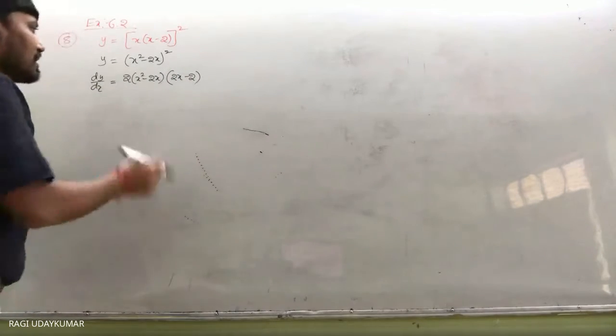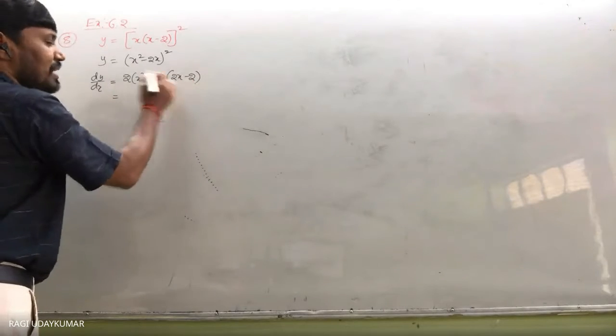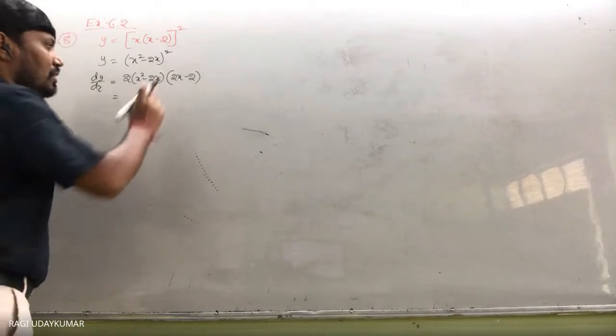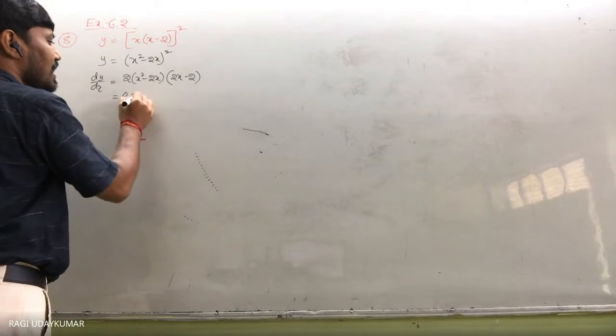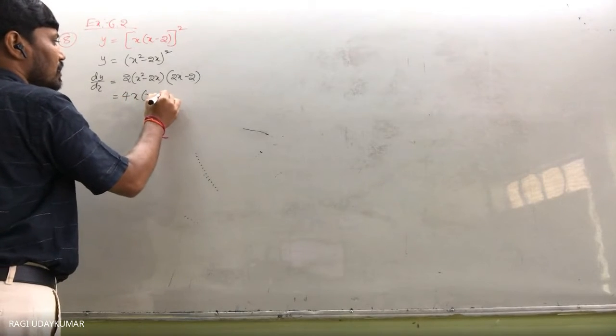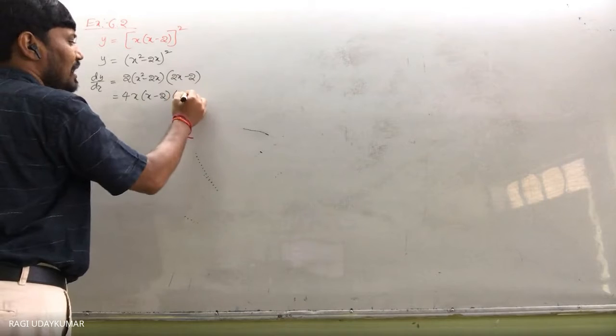So I'm simplifying this. Here if you take x common, and here if you take 2 common. These 2 twos become 4, from here taking x common gives x minus 2, and from here taking 2 common gives x minus 1.